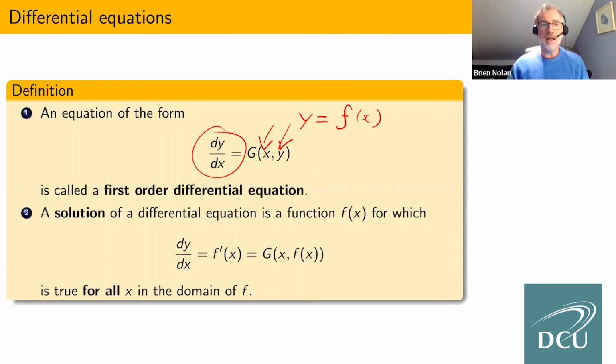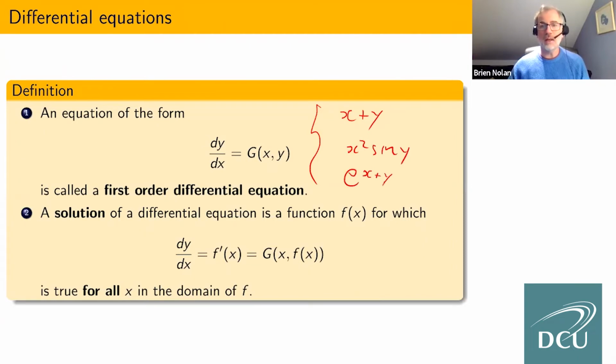So the idea here is that g on the right-hand side is going to be some combination of x's and y's. For example, it could be x plus y. It could be x squared times sine of y. It could be e to the x plus y. Any combination of x's and y's might arise there on the right-hand side. It's called a first order differential equation because we have the first derivative, dy/dx.